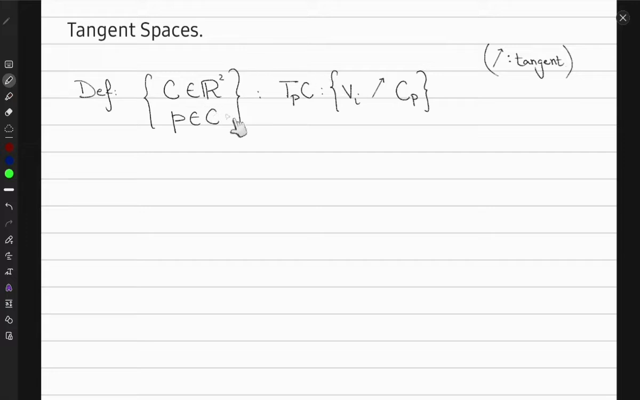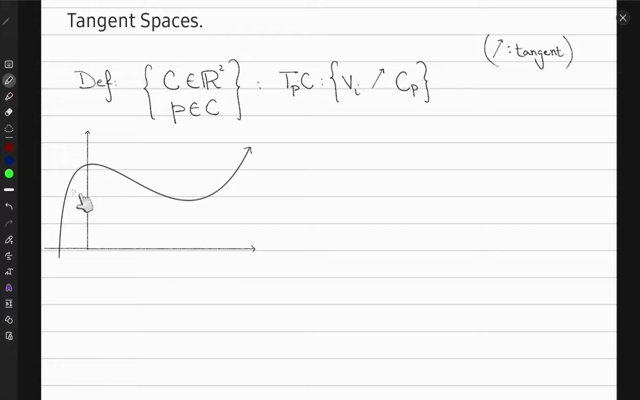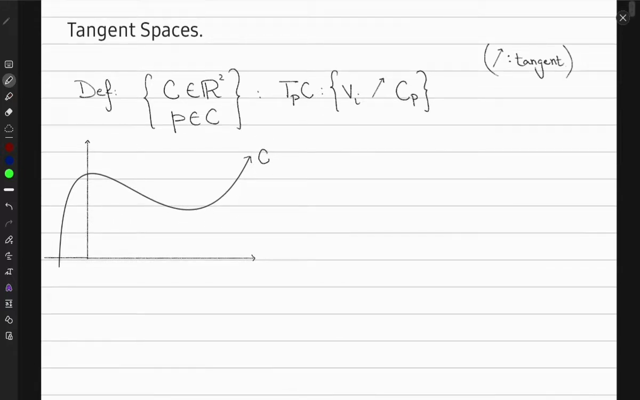Now, let's sketch what I have just written. So this is my axis, and on this, let's sketch a curve C. Suppose this is your curve C. Now, on this curve, we'll pick a point and draw a tangent to that point. So it looks something like this. This is your point P, and this is your tangent to that point P. This tangent is really a tangent space defined at point P.